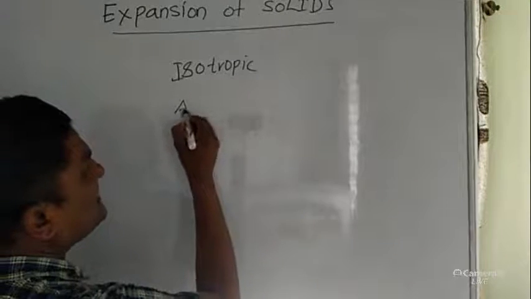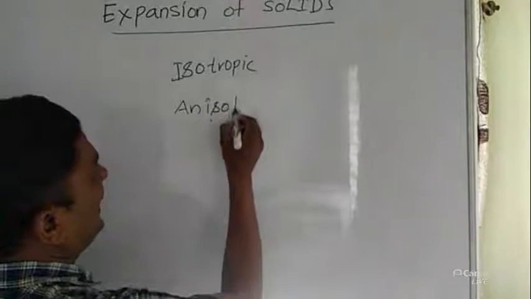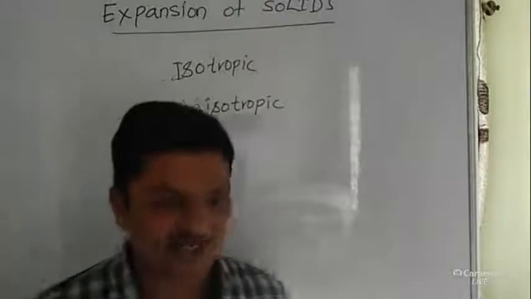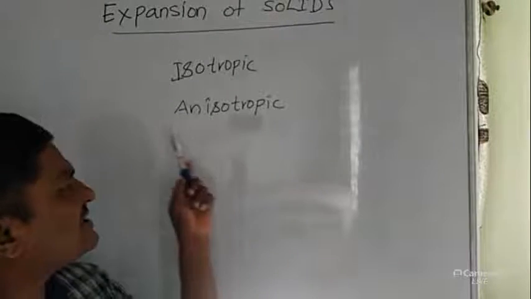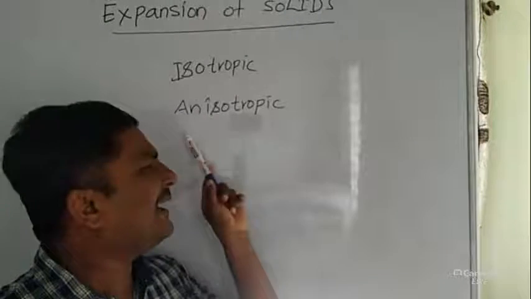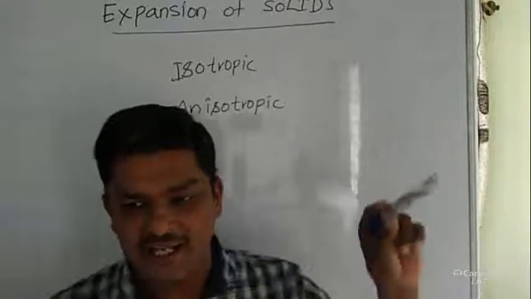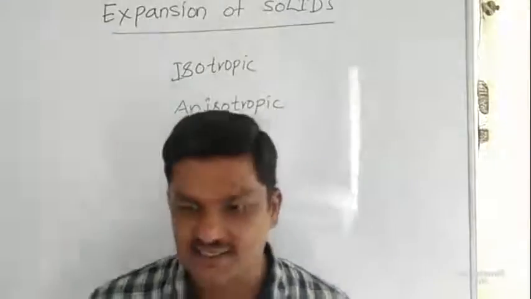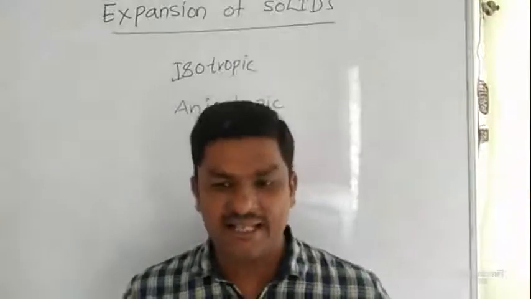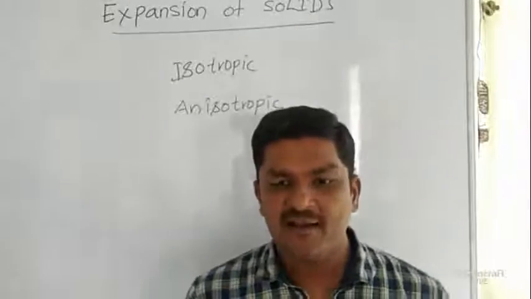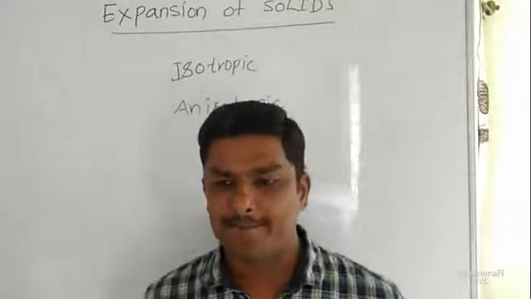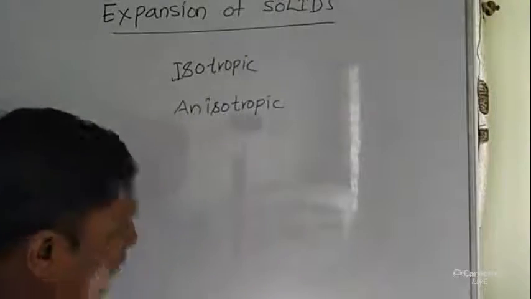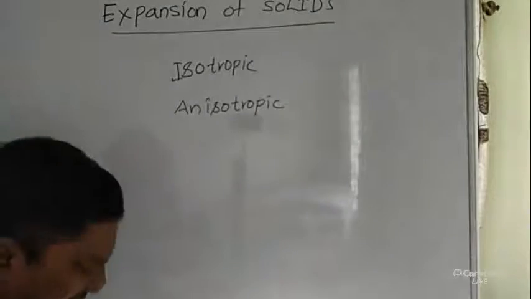And the solids which expand unequally in different directions on heating are called anisotropic solids. These solids do not expand equally in all directions, so in different directions their expansions are different. The best example is Iceland spar. Okay, we deal with isotropic solids only.